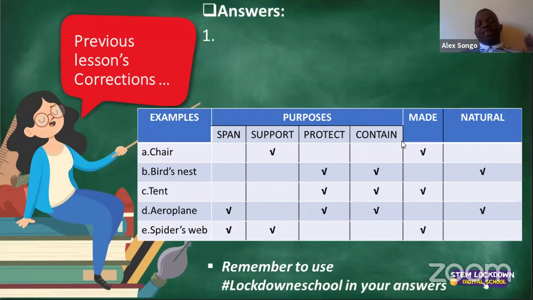So all we had to do was look at the example of the structure. After looking at the example of the structure, we decide on the purpose. After deciding on the purpose, we decide on its classification, whether it's man-made or natural. Ladies and gentlemen, let's start with the first one.